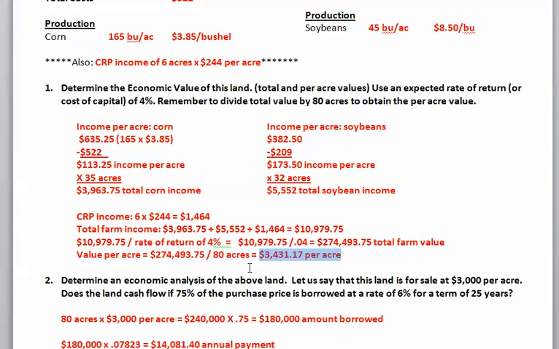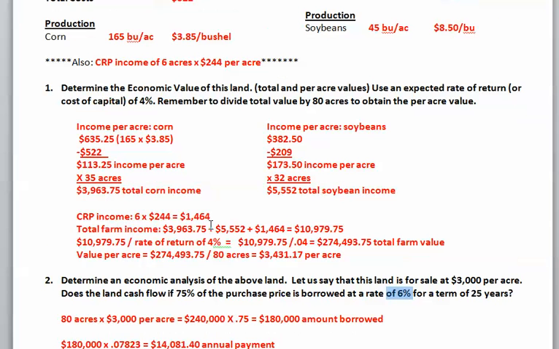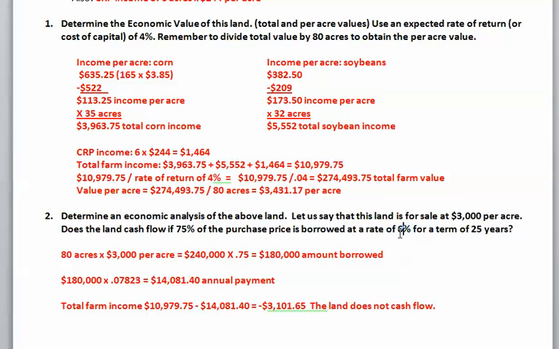Now, let's look at the economic analysis of this land. In other words, can we pay for it? Does it cash flow? If this land is for sale at $3,000 an acre, does it cash flow if 75% of the purchase price is borrowed at a rate of 6%? So yes, we used a 4% cost of capital rate here, but let's say we have to borrow the money at 6% for 25 years.